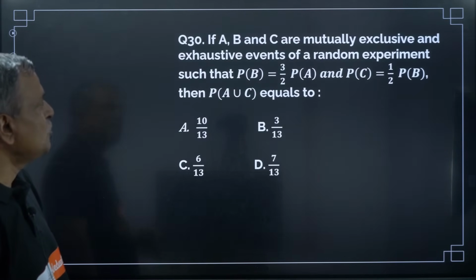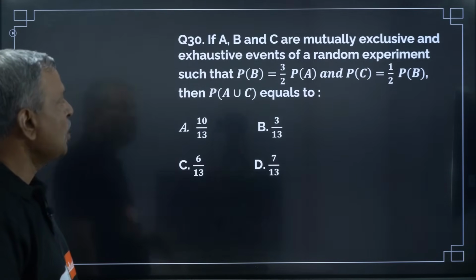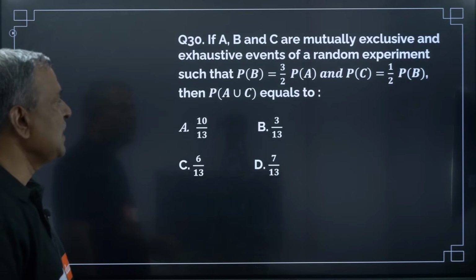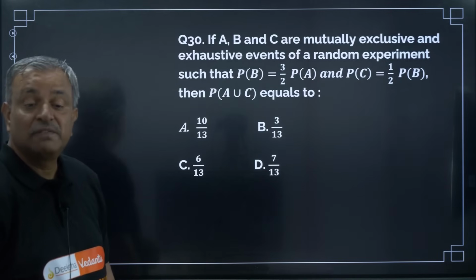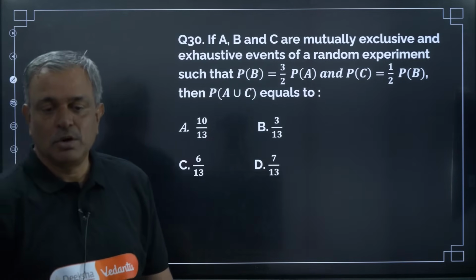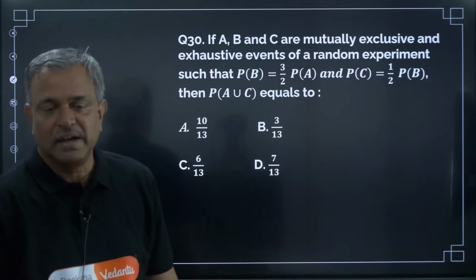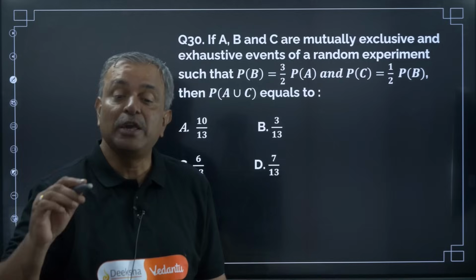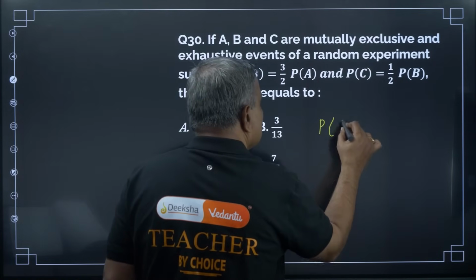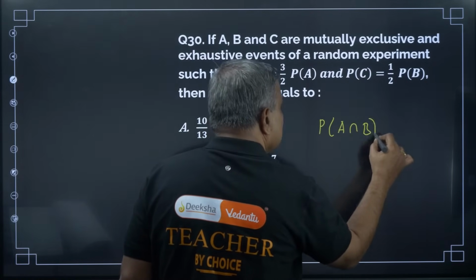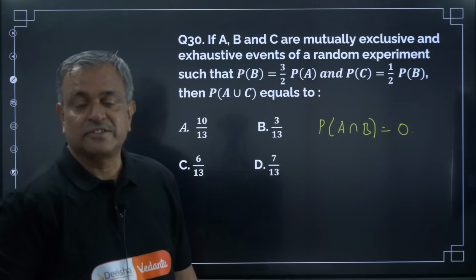So A, B, C are mutually exclusive events of a random experiment. P of B is equal to 3 by 2 of P of A, and P of C is 1 by 2 of P of B. We have to find P of A union C. We know mutually exclusive means one does not depend upon the other. Please remember, mutually exclusive means P of A intersection B is equal to 0. There is nothing common.